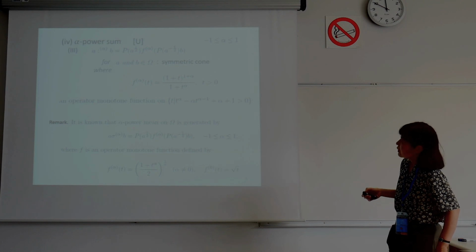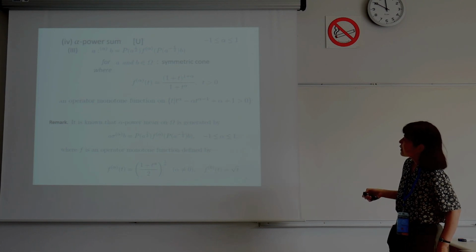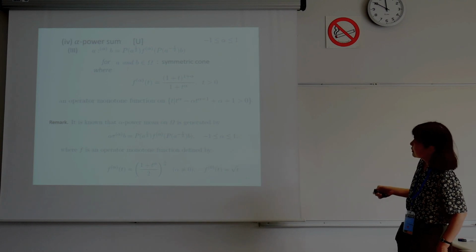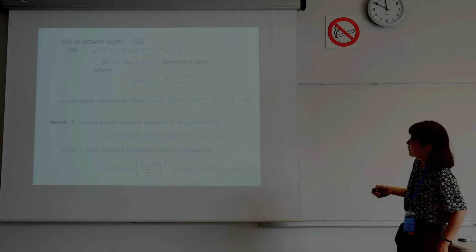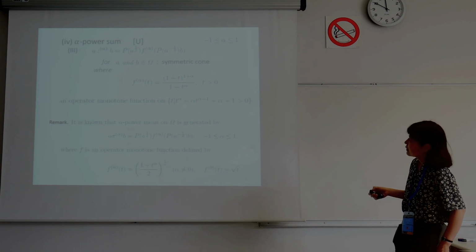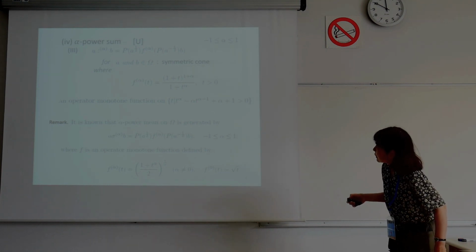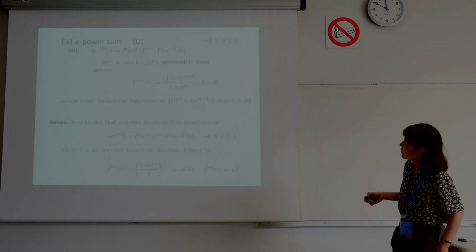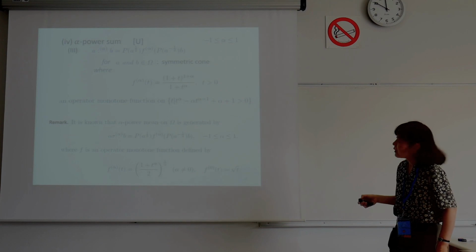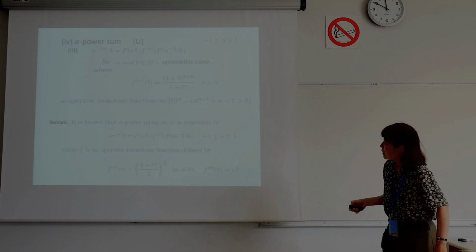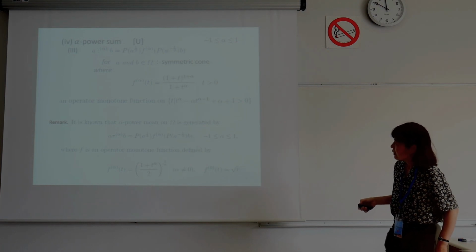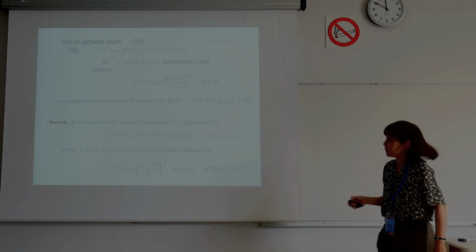The function f is an operator monotone function on these. In the case of the alpha power mean, the operator monotone function f is defined by this. This is a well-known fact.